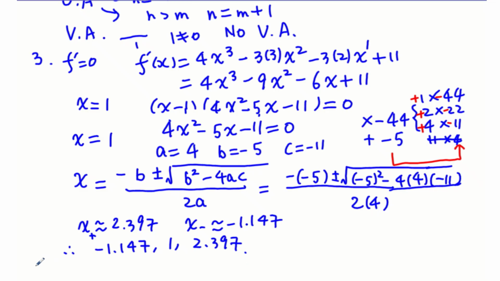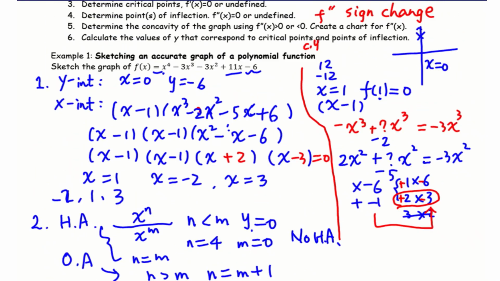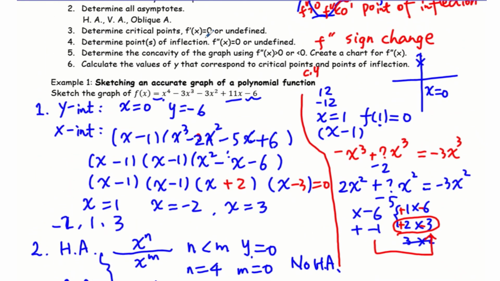And question 4. So critical points, it doesn't matter if it's changing the sign or not, as long as f prime equals 0 or undefined, they are the critical points. Then the step 4, we have to find the point of inflection, f double prime equals 0 or undefined, but here the sign must change.